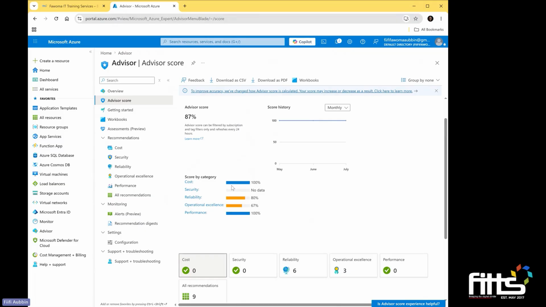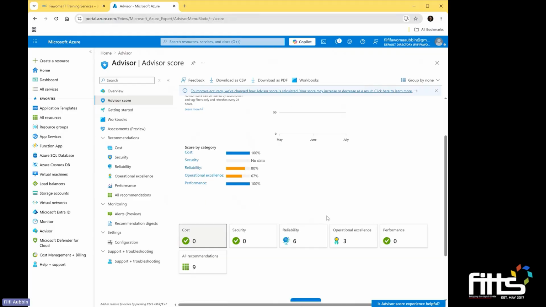Okay. So if you look at the categories, the cost, I'm on point. Security, I don't have any data. This is just to help prepare you for the AZ-900, so it's just for demonstration. Reliability is 80, operational excellence is 67, performance is 100%.